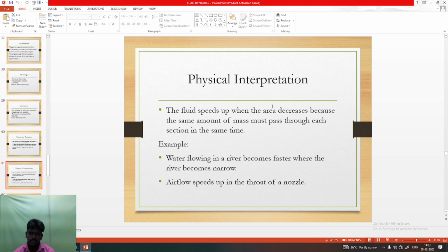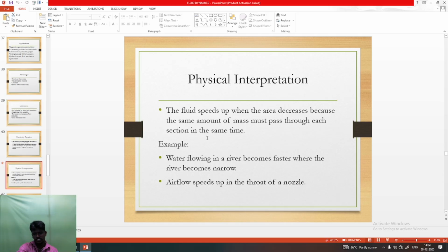Physical interpretation of the continuity equation. What is the physical interpretation? The fluid speeds up when the area decreases, because the same amount of mass must pass through each section in the same time. Example: water flowing in a river becomes faster where the river becomes narrow.